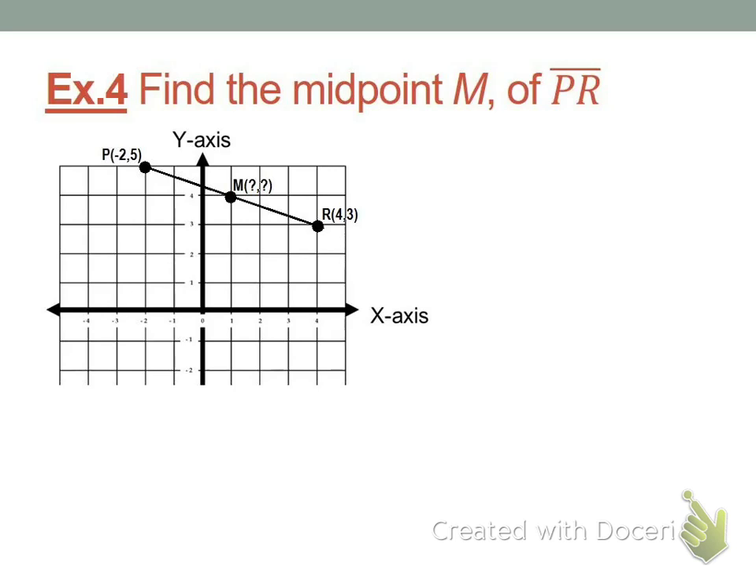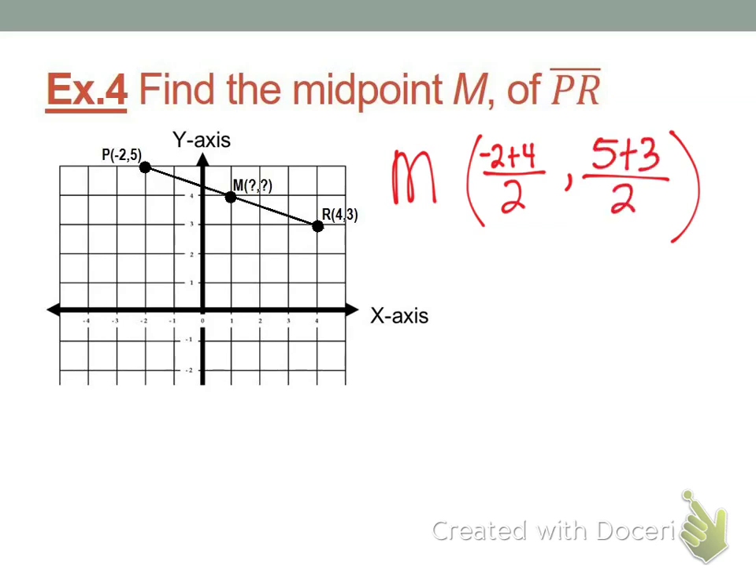They marked the midpoint for us on there. Yes, you probably could just find it on the graph using your coordinate plane, but let's go ahead and practice using the formula. So our midpoint M is going to be found by adding our x coordinates of P and R. What are the x coordinates? Okay, -2 plus 4. All of it gets divided by 2. And what about my y coordinates? 5 and 3 also gets divided by 2.